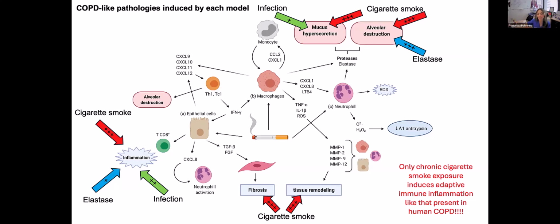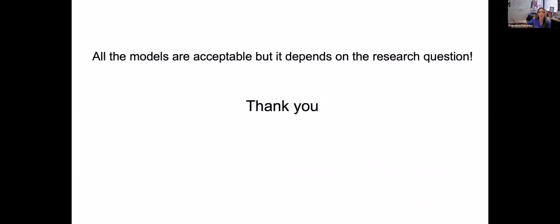So what I want to point out is that only chronic cigarette smoke exposure induces adaptive immune infiltration that resembles very much the one that you observe in human COPD, which consists of B cell aggregating lymphoid follicles and all the rest of the stuff. So my conclusion is that all the models are acceptable, and we will talk about that in the conversation that we're going to have at the end, but it all depends on your research question.